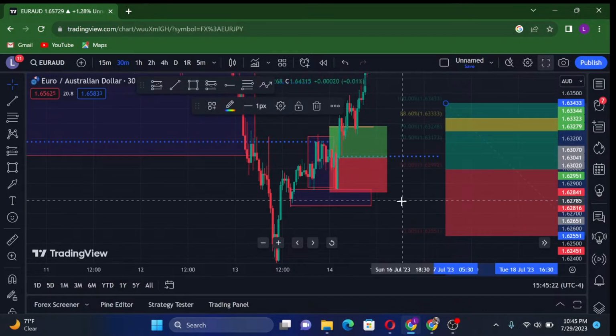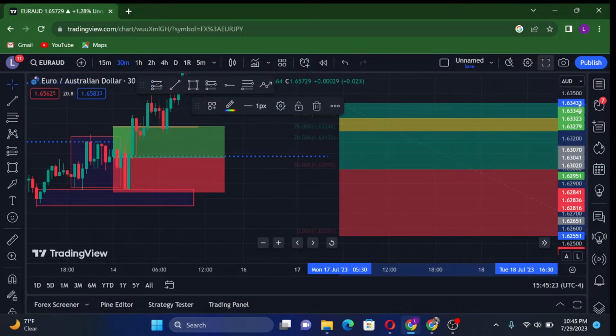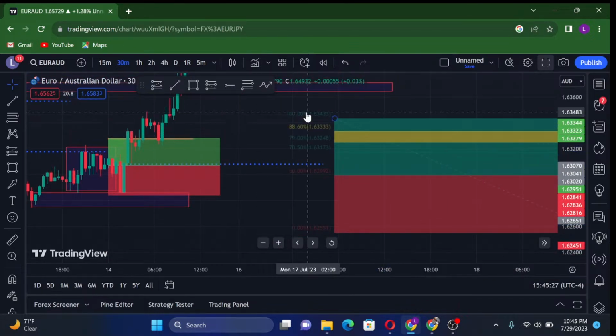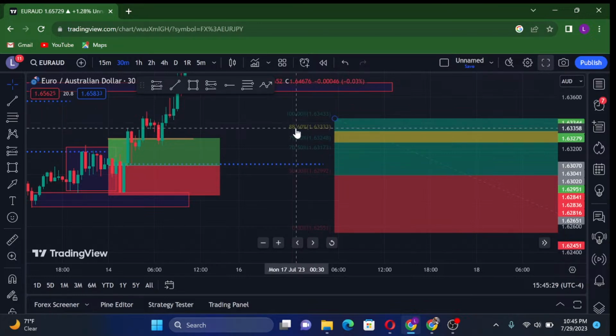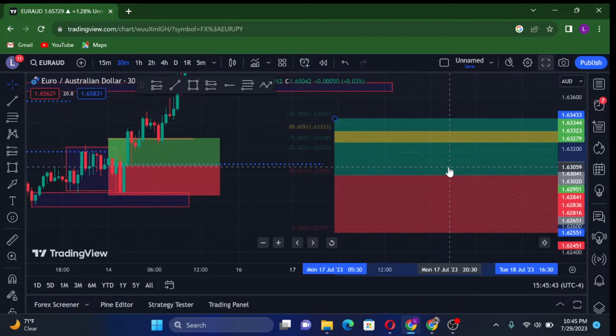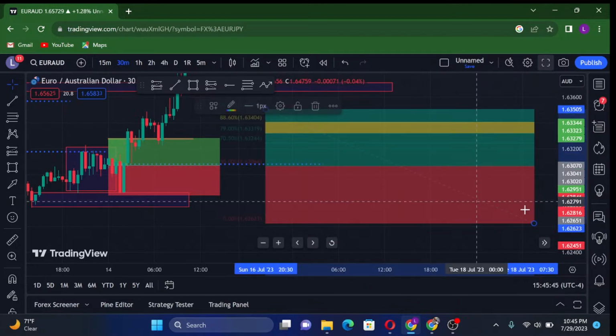Can you see something? I want to show you this. These are the percents I'm talking about. This 100%, 88% on this level, 79% on that level, 70% on that level, 50% on that level, then 0% on that level. So our main effort is just to mark all these.